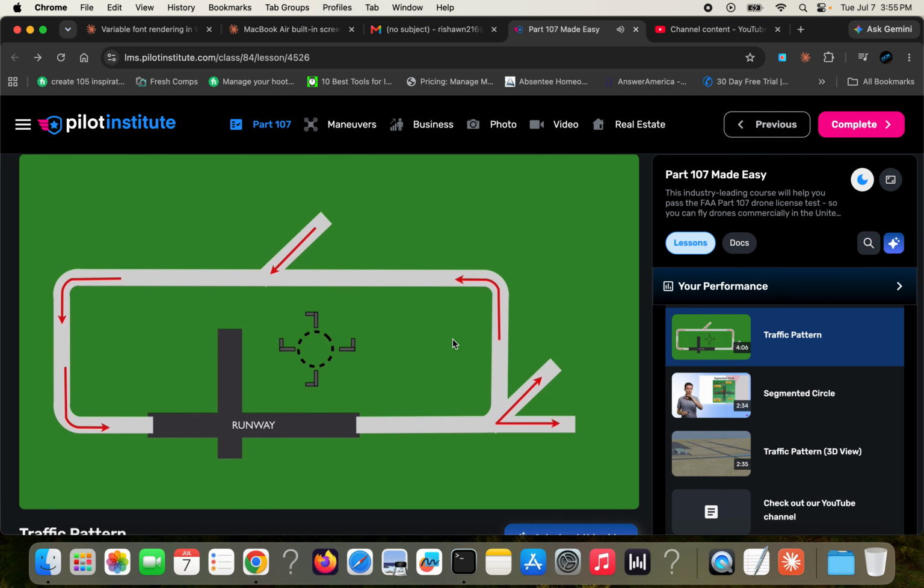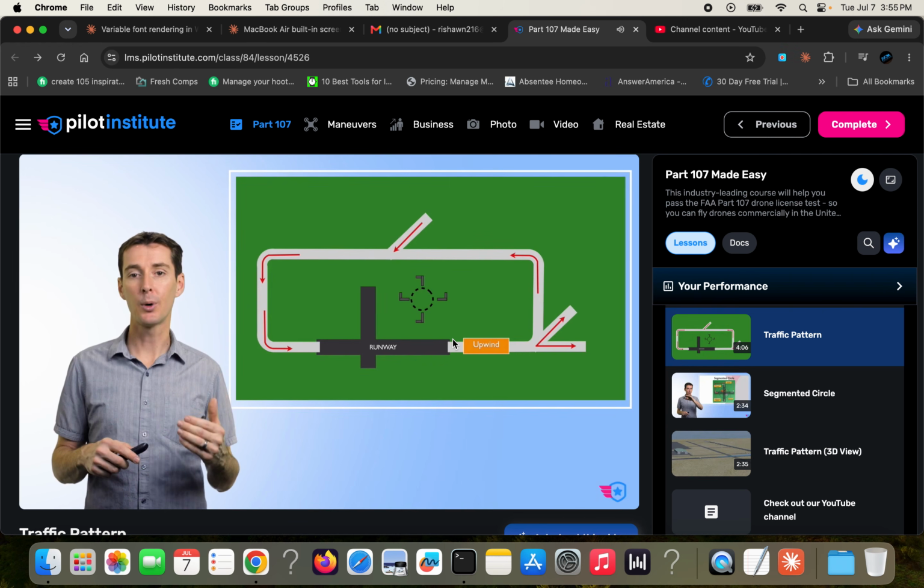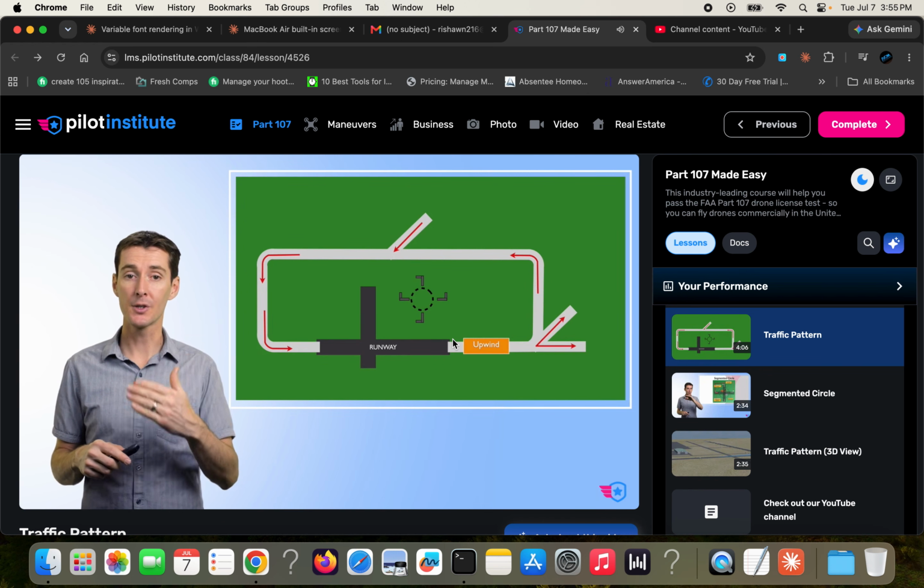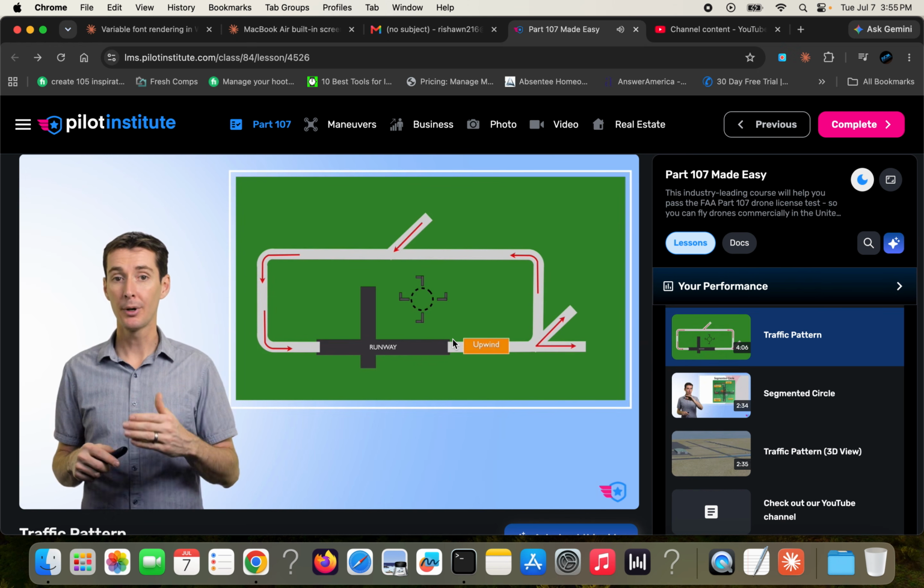Here's an example of a traffic pattern. These legs that you see right here, I'm going to show them to you in a minute in 3D, but I wanted to show you the terms that I'm going to be using. The first one is this one right here, which is called the upwind. The upwind is where the airplane takes off from that runway. That's going to be the first leg. As we take off, we're up into the wind.